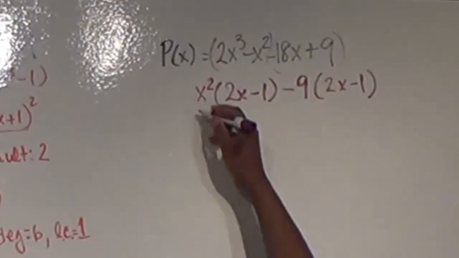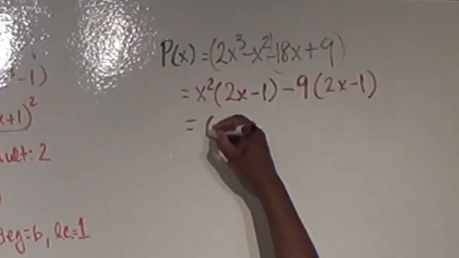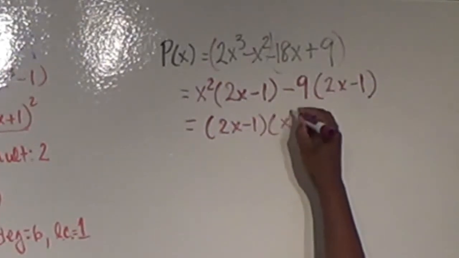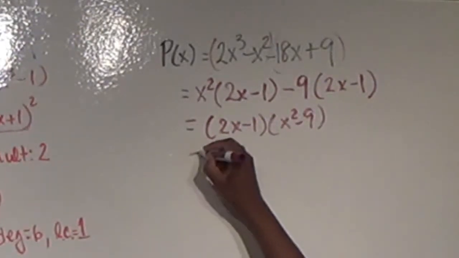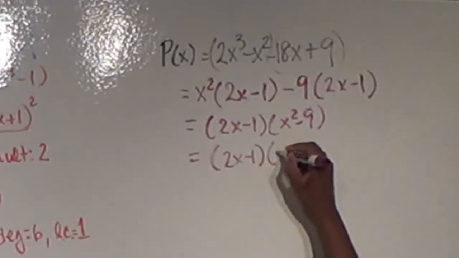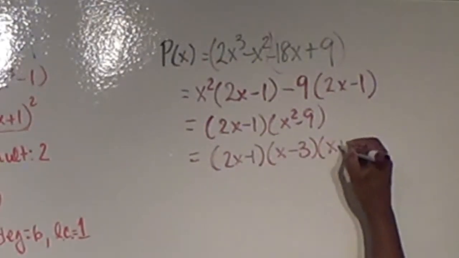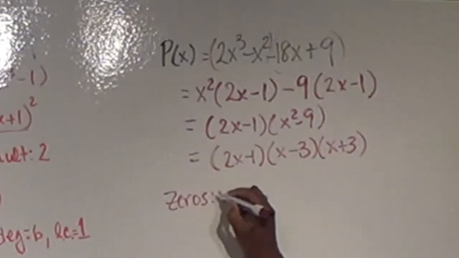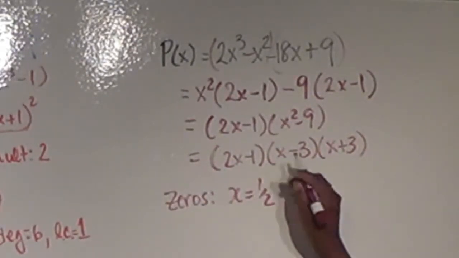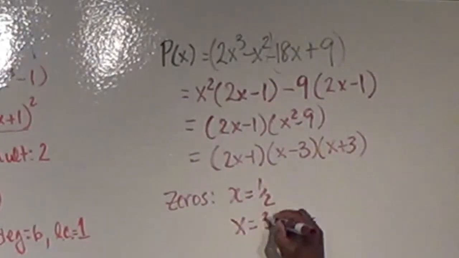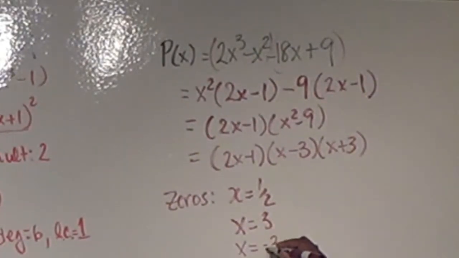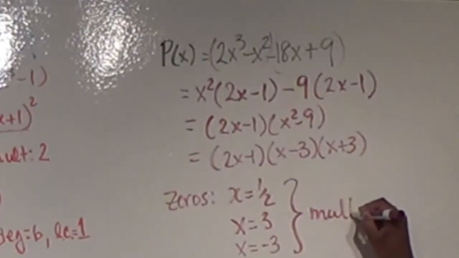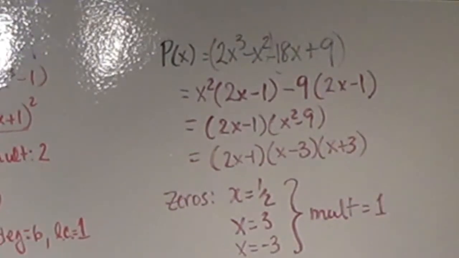Okay. From there I can see my 2x minus 1 is my common factor. I get an x squared minus 9, but that can factor further. So we'll get x minus 3, x plus 3 times the 2x minus 1. Okay. So our zeros, we have x equaling a half from the first one, x equaling 3 from the second, and x equaling negative 3 from the third. Nicely, for all of these, my multiplicity is just 1.